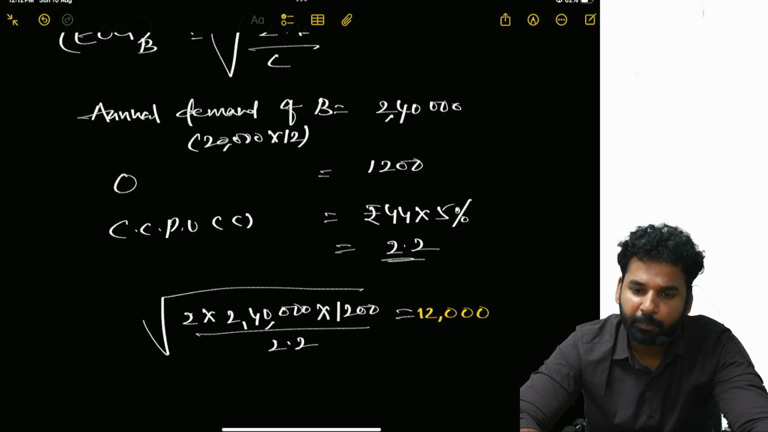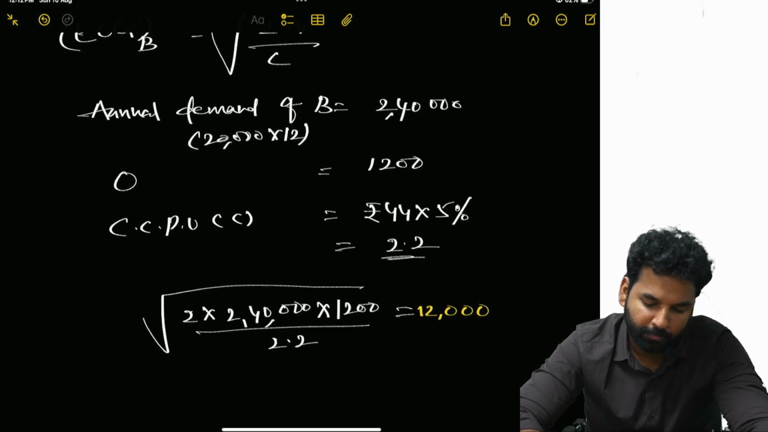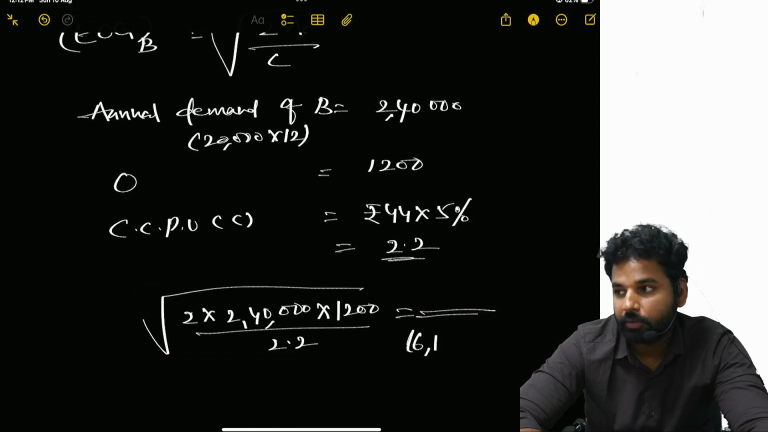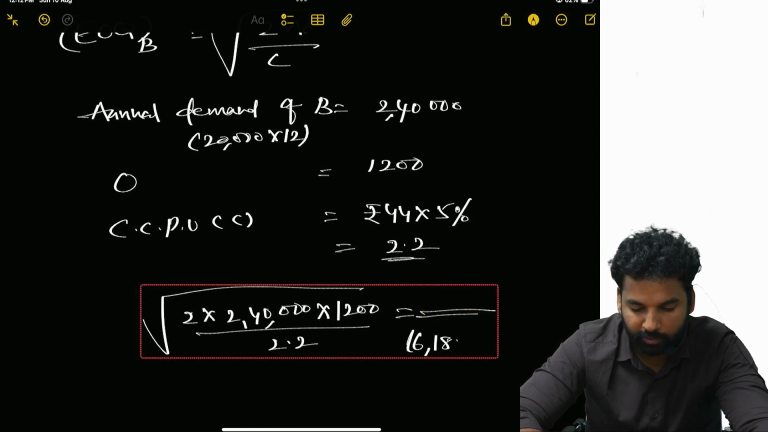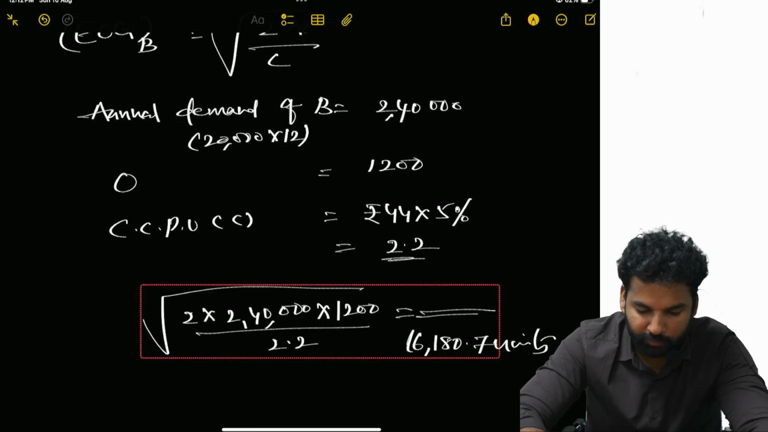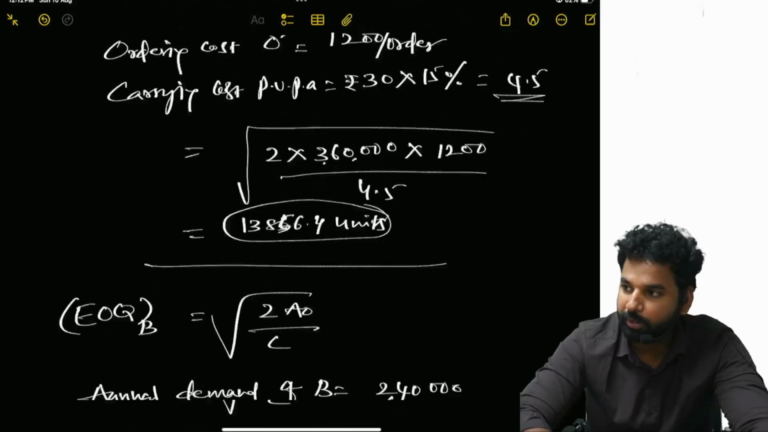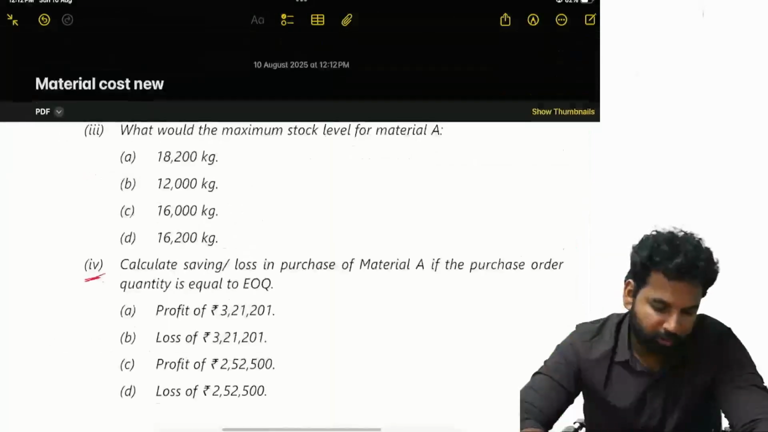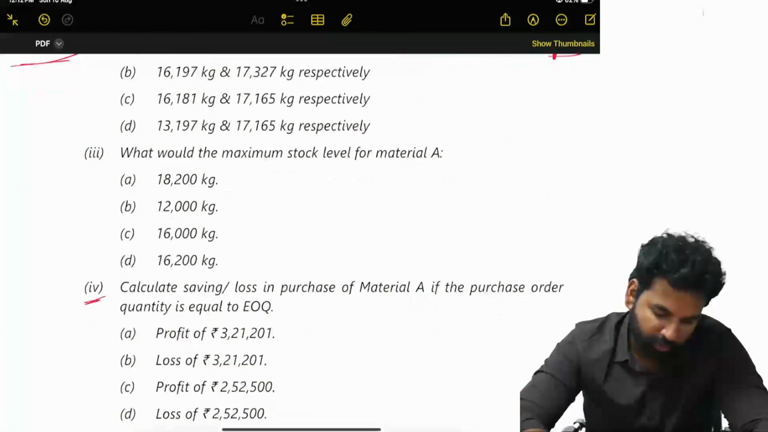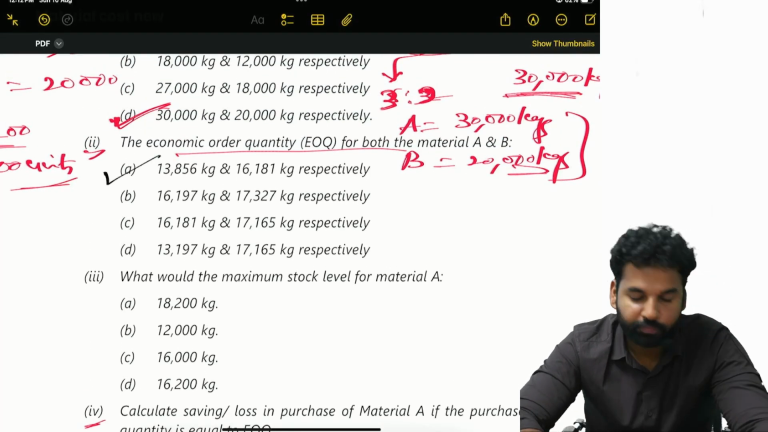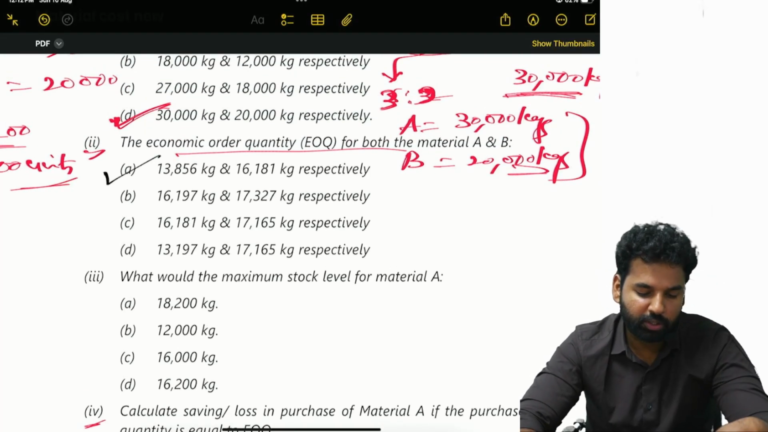16,180 units. This is the EOQ of B. So what is the option? First option, 13,856 we got, and 16,818 we got.